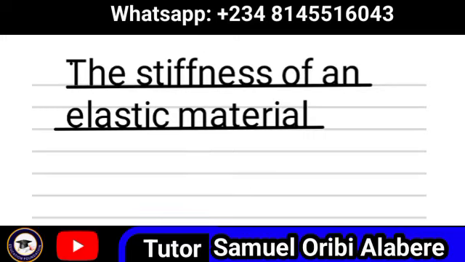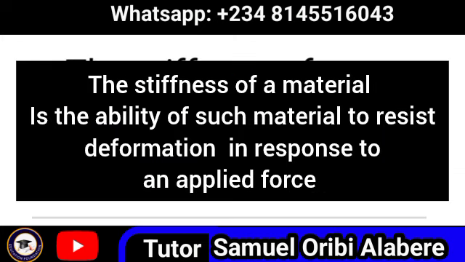So in this class, we'll be looking at the topic called the stiffness of an elastic material. Now, what is the stiffness of an elastic material, or the stiffness of a material? Take down: the stiffness of a material is the ability of such material to resist deformation in response to an applied force.